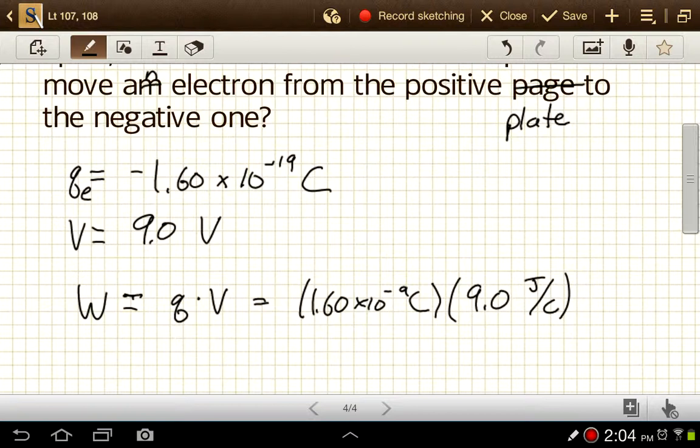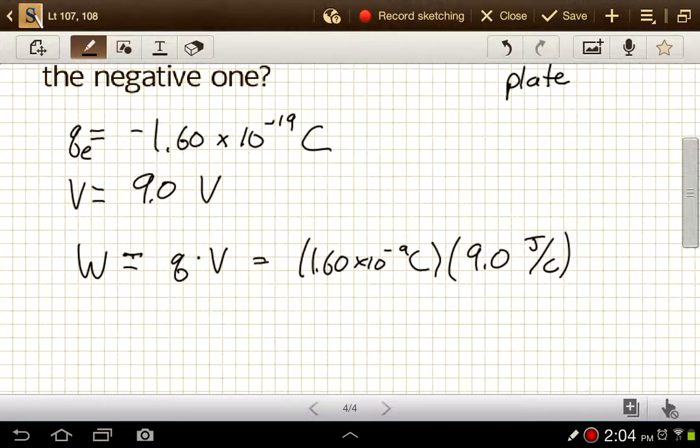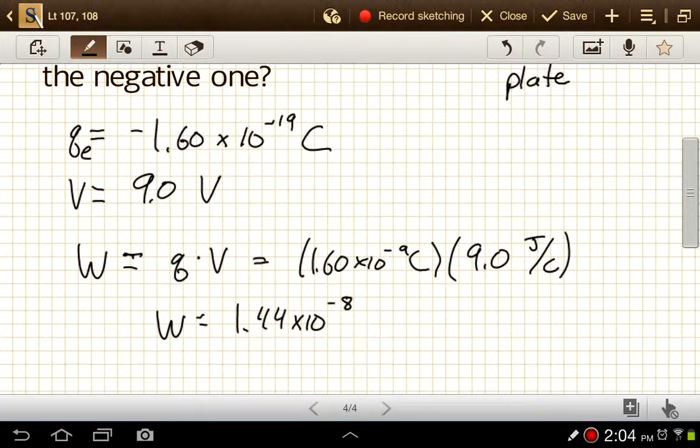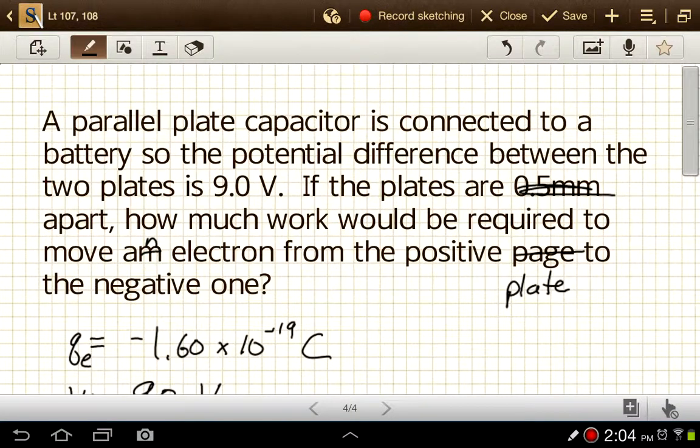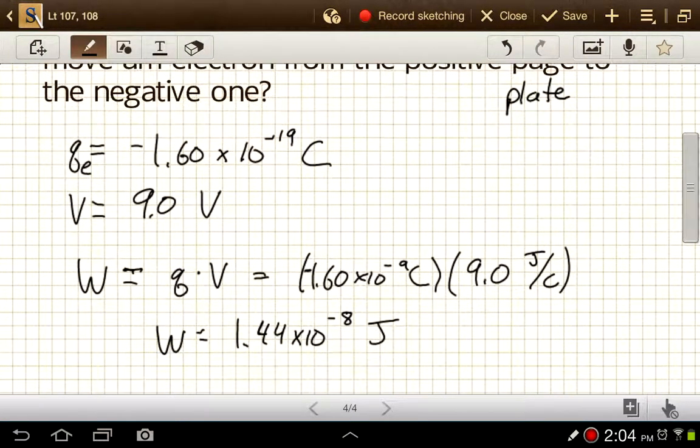So the coulombs cancel. And very simply now we get our work is equal to 1.6 times 10 to the negative 19th times 9. Let's see, 1.44 times 10 to the negative 8th joules. And the sign here really would be this direction, but since from the positive to the negative, this would also be the same sign.